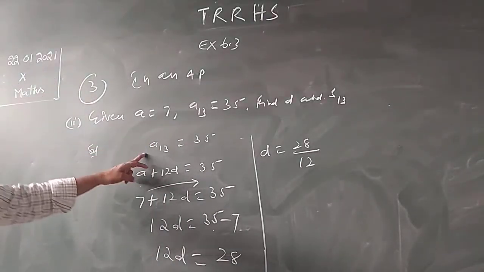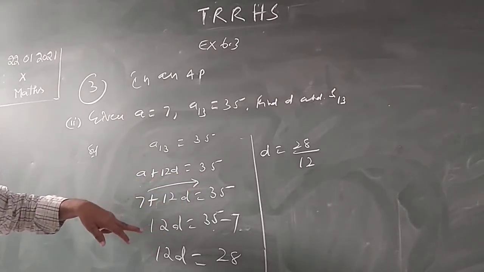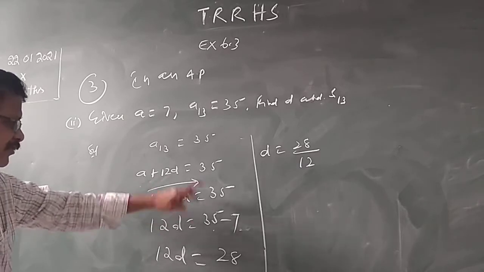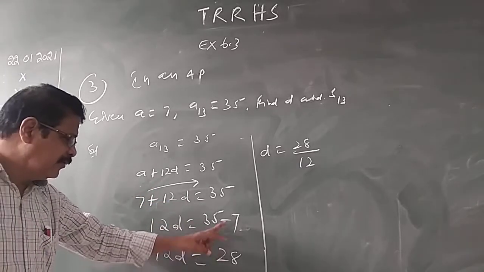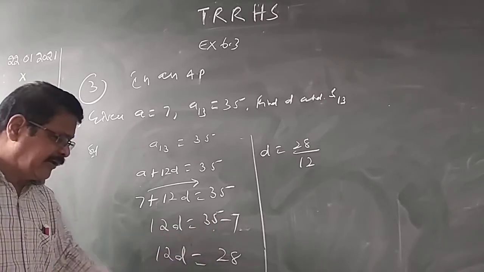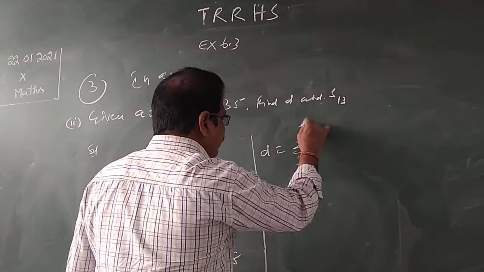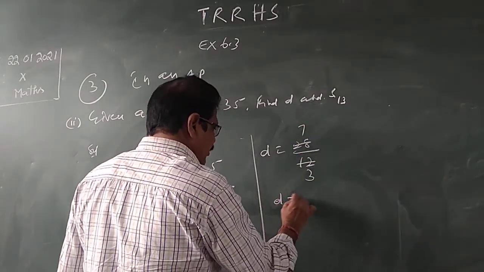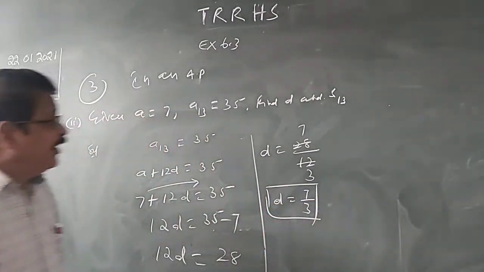The 13th term of AP is a plus 12d is equal to 35. 7 plus 12d equal to 35. 12d is equal to 35 minus 7, 28. d is equal to 28 by 12. 4 3 is 12, 4 7 is 28. d equal to how much? 7 by 3. Find S13.